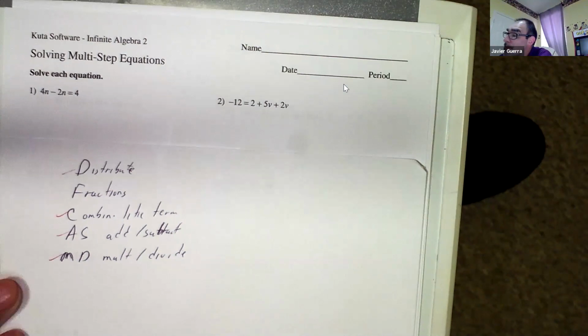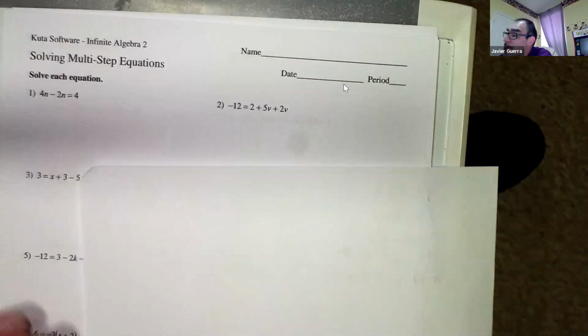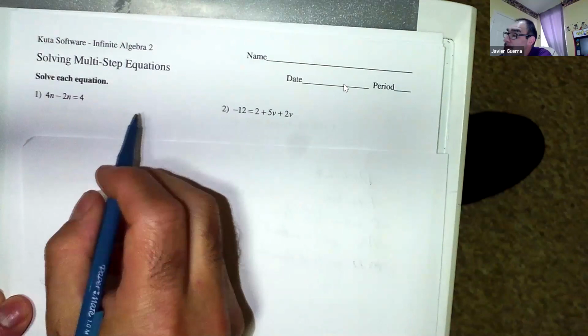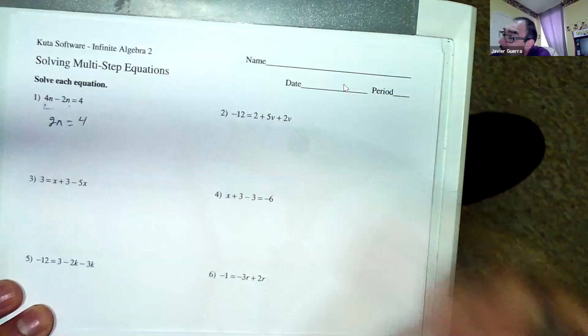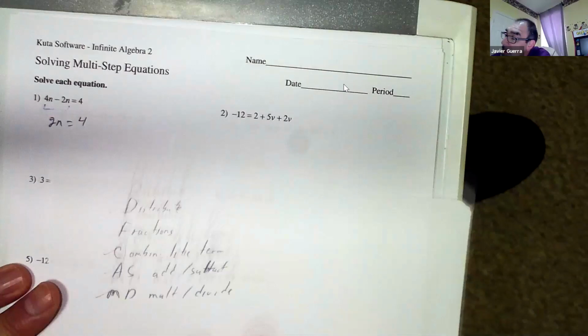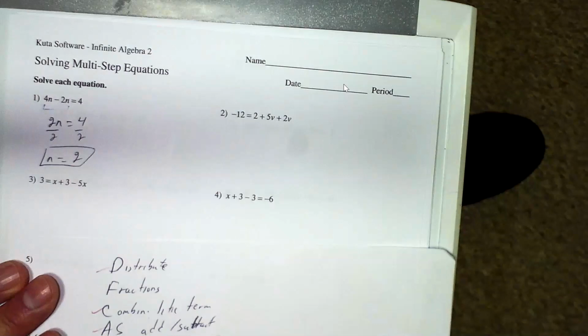All right, so let's do the first one. Remember, your goal is to get the n by itself. Since I have n's on both sides, I'm going to combine like terms. That would give me 2n, right? And then of course you do the last step. We don't have to add or subtract to get terms from one side or the other. So we apply the multiply, divide. We're going to divide by 2, and so your n is 2. Seems fairly easy, right, guys? Yes. Fairly easy. Good.